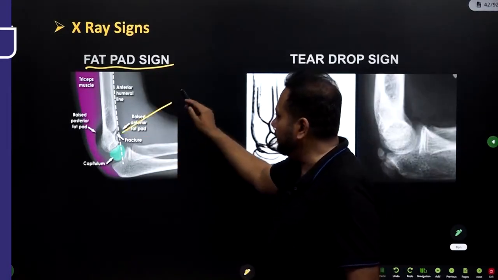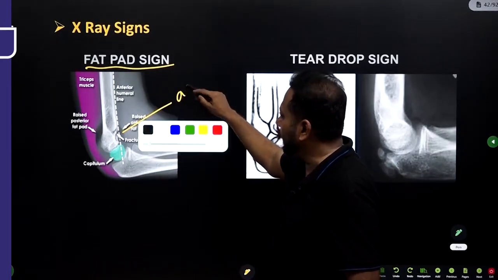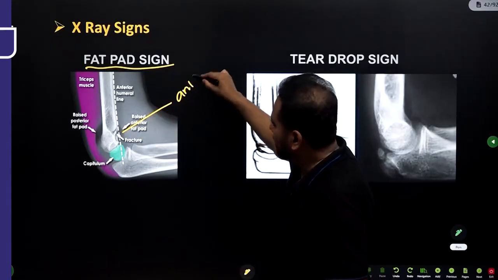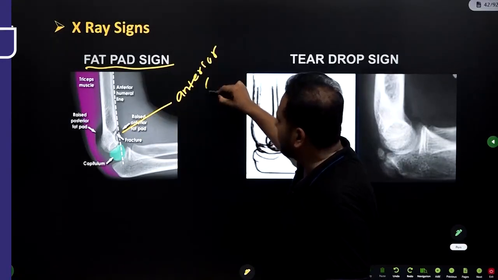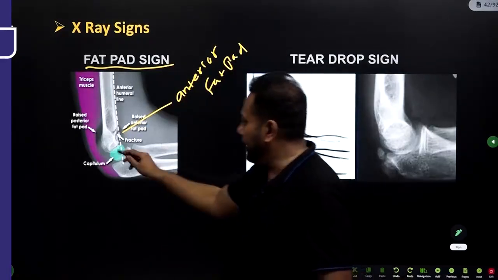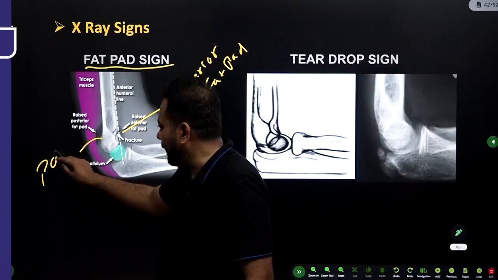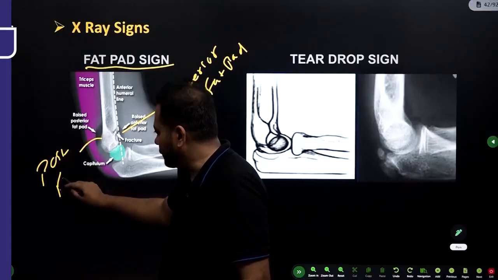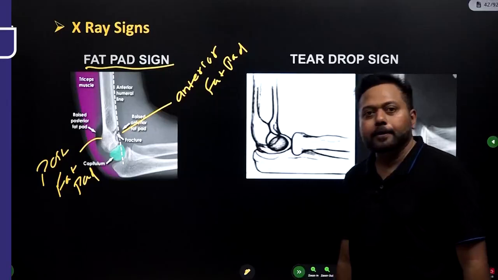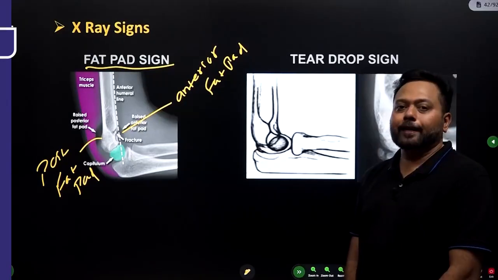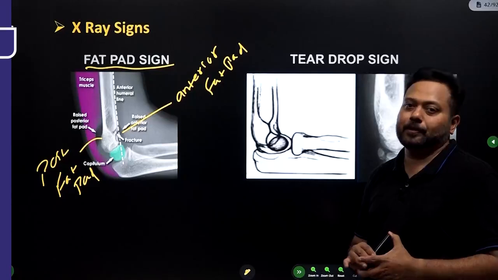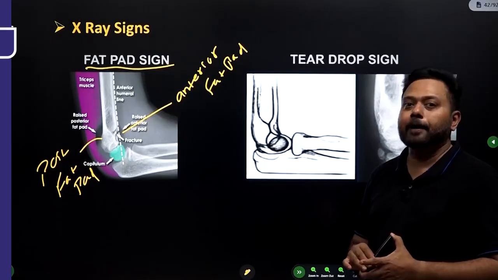This is called the anterior fat pad sign. Here it is called the posterior fat pad sign. Okay, so in the lateral view of the X-ray, you can see a gaseous shadow in the muscle, which is called the fat pad sign.